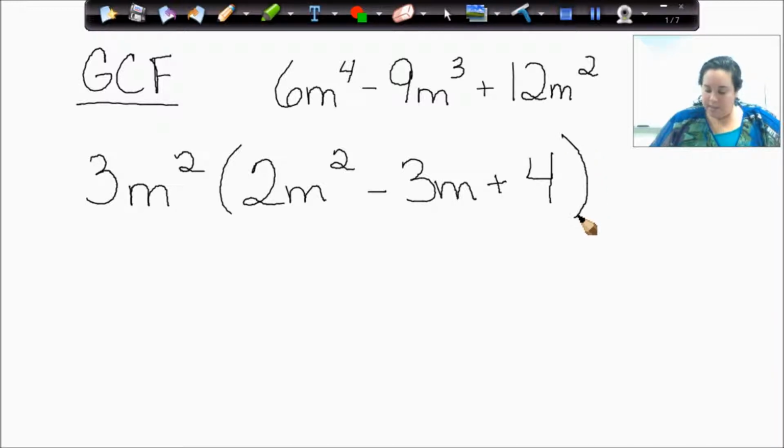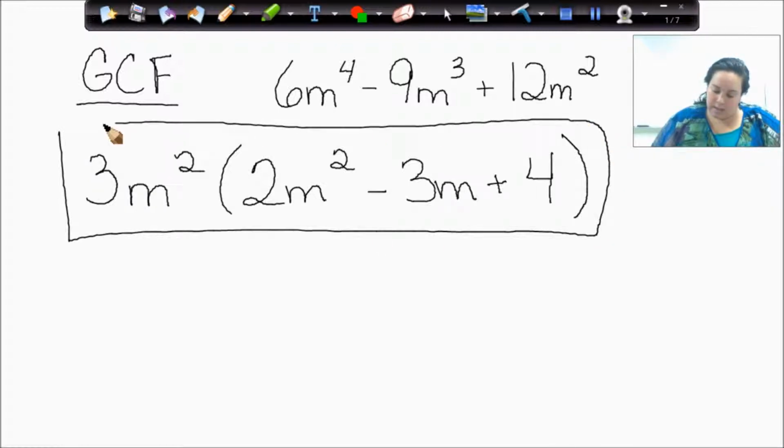All right, and that is how you can use the greatest common factor to simplify your polynomial. So in this case, we now have two polynomials, one monomial, one trinomial, that are being multiplied together. And if we would distribute this back in, we'd be back to where we started. Great. So let's look at another way.